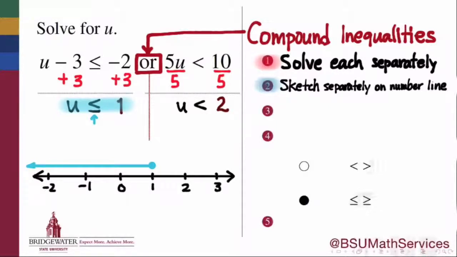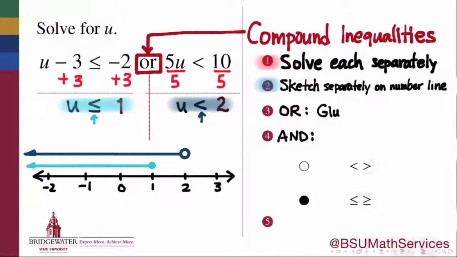So now that we've sketched the first of these inequalities on the number line, let's also sketch the second one, u is less than 2. This set will also be a line extending infinitely far to the left and ending at 2, but here we'll use an open circle instead of a closed circle because 2 itself is not included in our final answer.